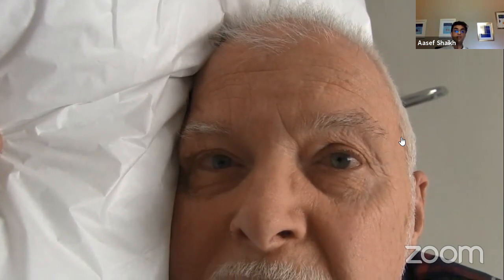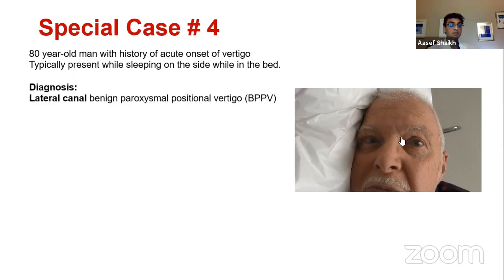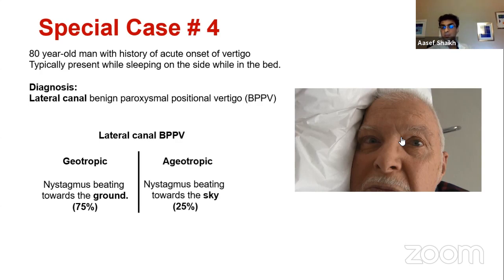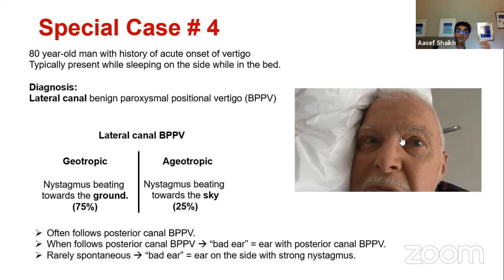I know you will have a dedicated lecture on BPPV, so I won't talk much about it, but you can sometimes see it in the lateral canal and it can present in this way. Briefly, for lateral canal BPPV, we have two types: geotropic, where nystagmus beats towards the ground, which is the more common form, and second, ageotropic, where nystagmus beats towards the sky. Typically, it follows posterior canal BPPV. When you do the Epley maneuver for BPPV, canaliths can go into the lateral canal, and then you see the consequence as lateral canal BPPV. When it follows the posterior canal BPPV, the culprit is typically where the posterior canal was. And rarely it can be spontaneous. When it is spontaneous, the culprit is always the ear on the side with the stronger nystagmus. So in this case, it was his left ear.